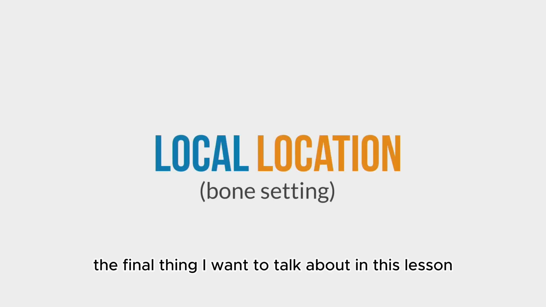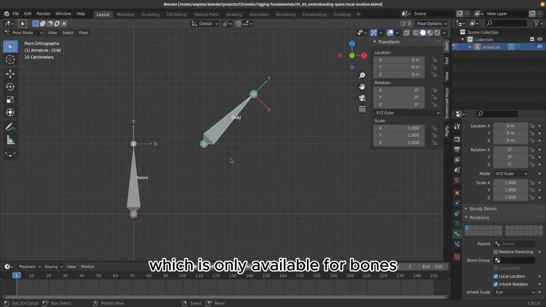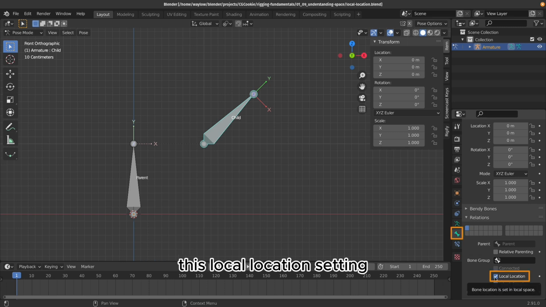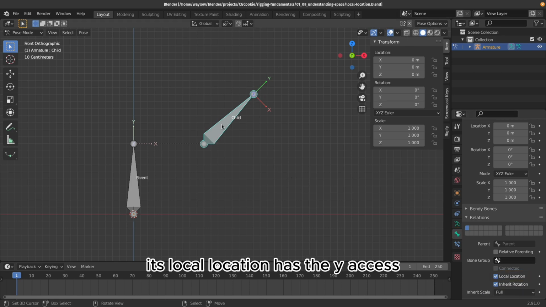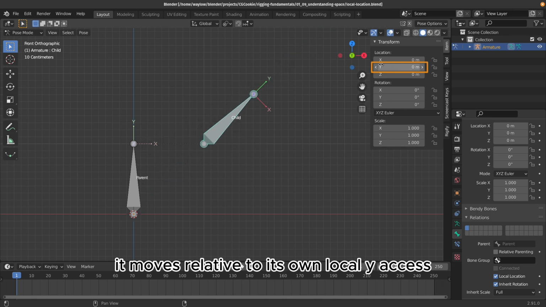Now, the final thing I want to talk about in this lesson is a local location setting, which is only available for bones. Now, what I'm talking about here is in the bone tab, down here, this local location setting. So with this enabled, its local location has the y-axis pointing off in this direction, because this is the way that I built the armature. And if I grab our y-axis here, it moves relative to its own local y-axis.